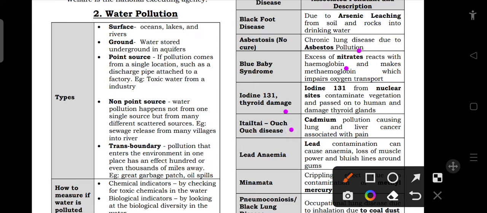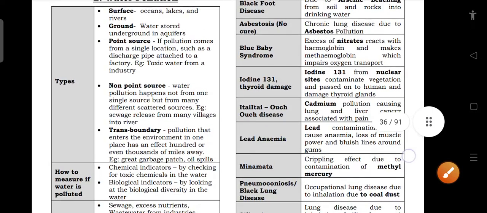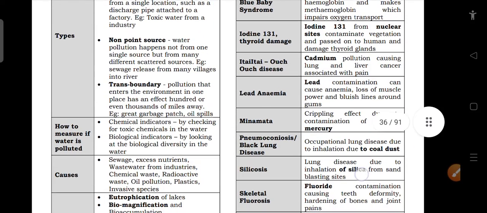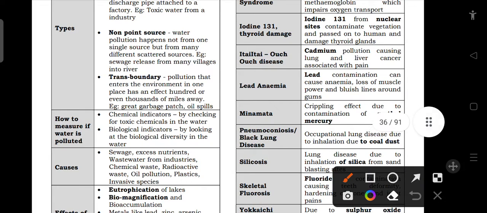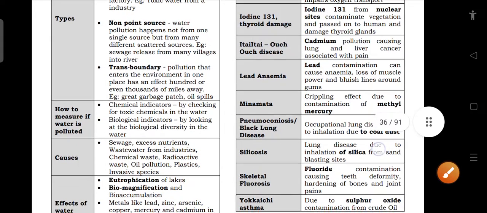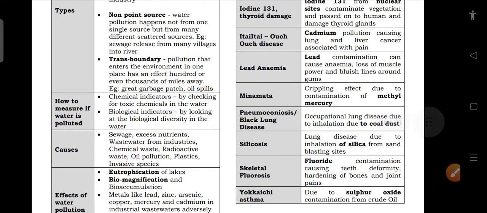And then itai-itai, it's also known as the ouch-ouch disease. It is because of cadmium pollution. It will affect the lungs and even the liver. Then lead anemia. So because of lead, anemia is caused. Then Minamata, it is due to mercury, basically methyl mercury. And the next one is pneumoconiosis, or the black lung disease.